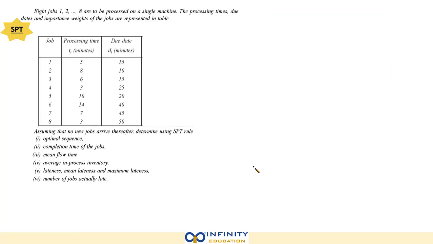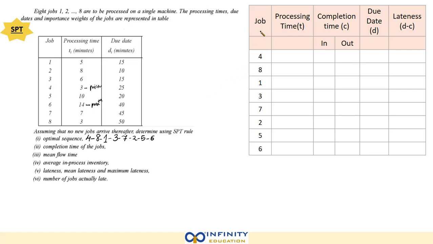Let's start. Example: these are the jobs, these are the processing times. So we will sequence the jobs according to processing time, from minimum to maximum. So the sequence will be like this. We have sequenced the jobs according to their processing time, from 3, which is minimum, to 14, which is maximum. I have made the table. In this, the jobs are sequenced according to SPT. Now we will write the processing time over here.